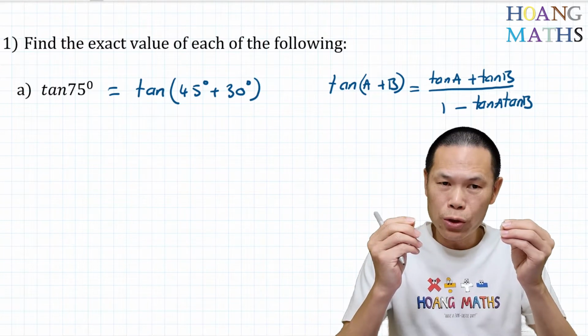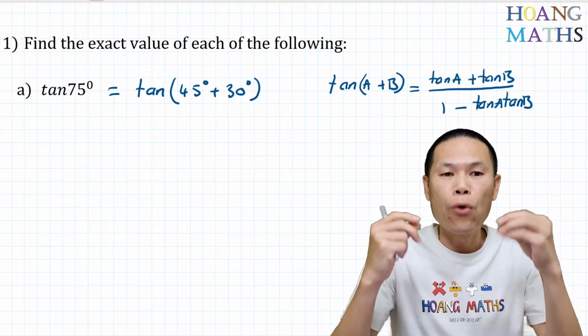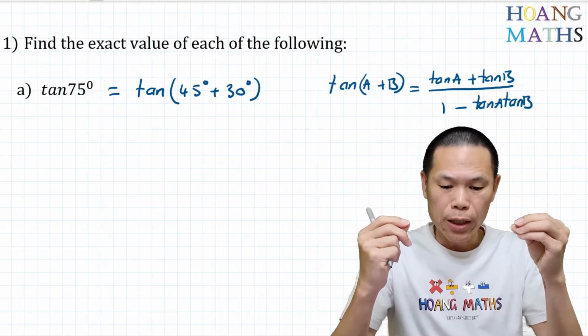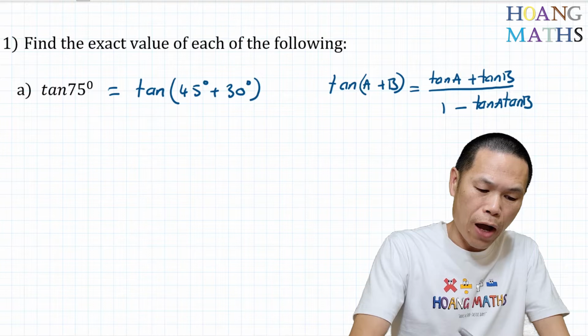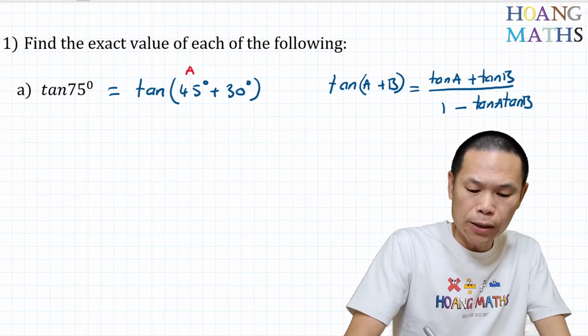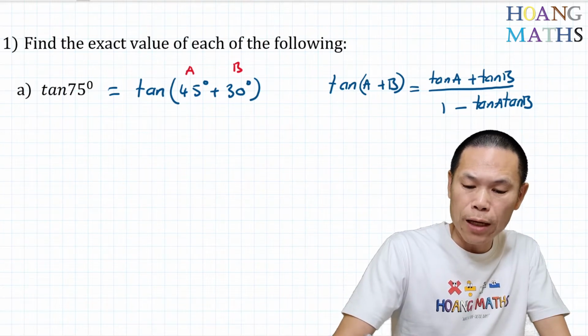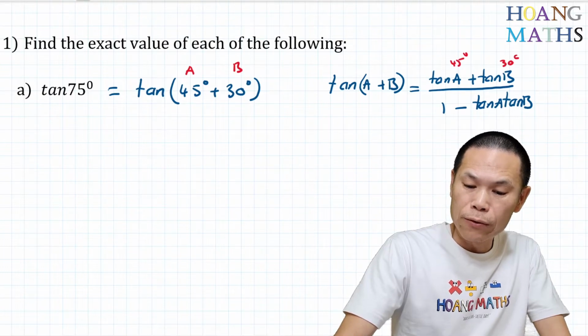So now what we need to do is replace A and B with 45 and 30 degrees. So we know that 45 is A, and 30 degrees is B. So tan of A is tan of 45 degrees, and tan of B is tan of 30 degrees.